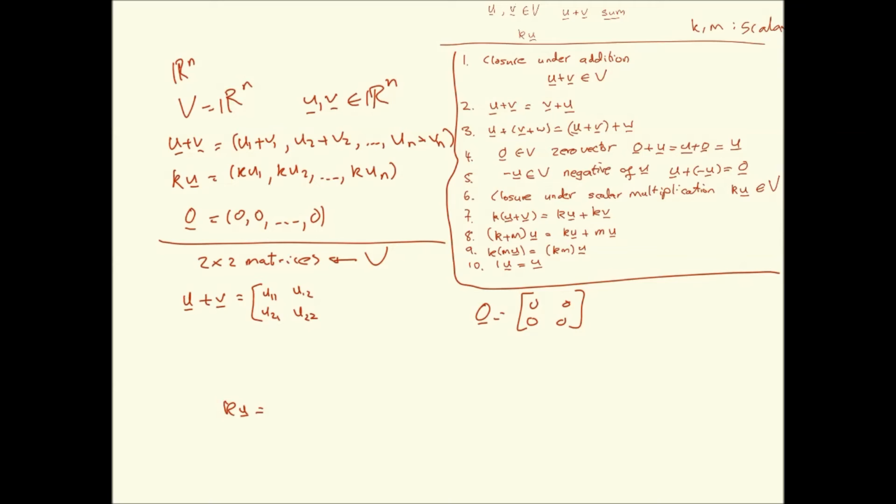0 belongs to V, the zero vector. Clearly when we add this matrix, as you see here, to any matrix, it is simply going to give me that matrix back. It adds nothing of value to any of the 2 by 2 matrices.